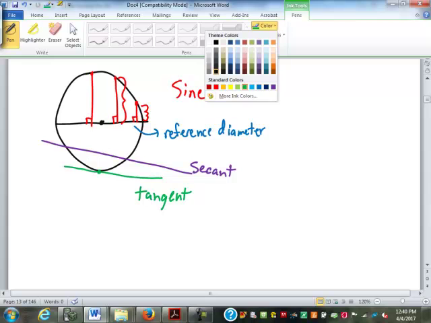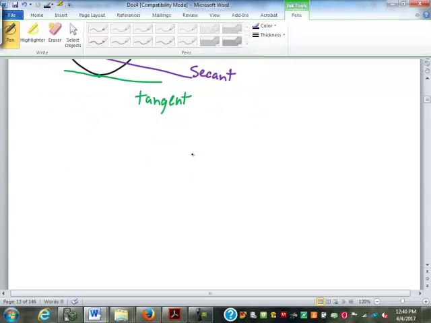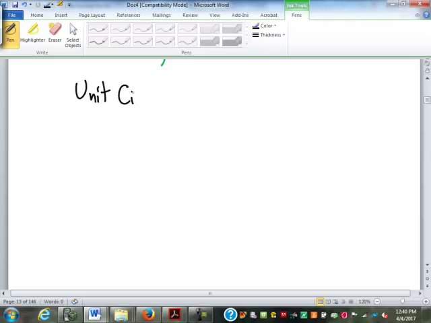So now what we're going to be looking at is we're using a structure called a unit circle.